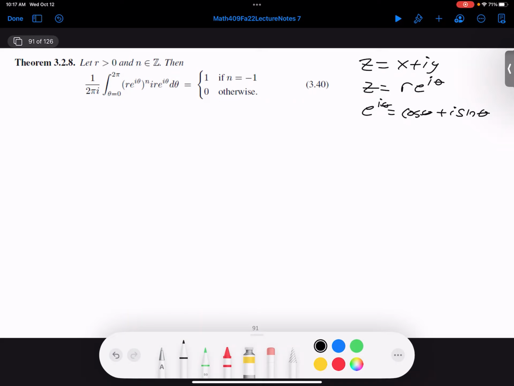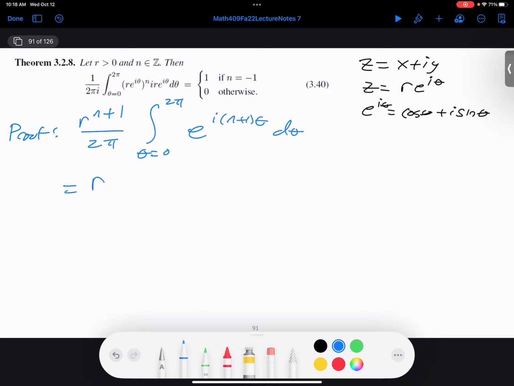So let's say I want to do this integral. Well, the first thing I can do is pull out the r's and the i's, because I'm just integrating over θ. So the i cancels. I get an r^{n+1} over 2π. That's horribly written. And I have an integral, θ goes from 0 to 2π. Then I have an e^{i(n+1)θ} dθ.